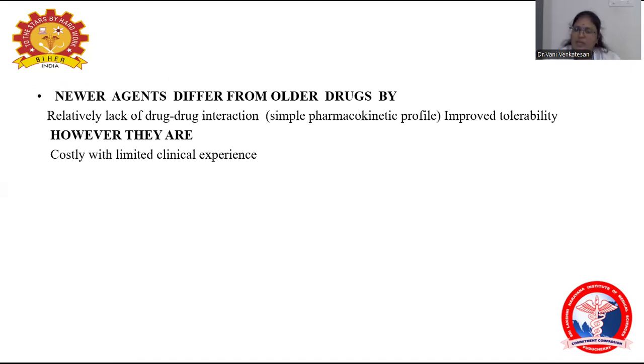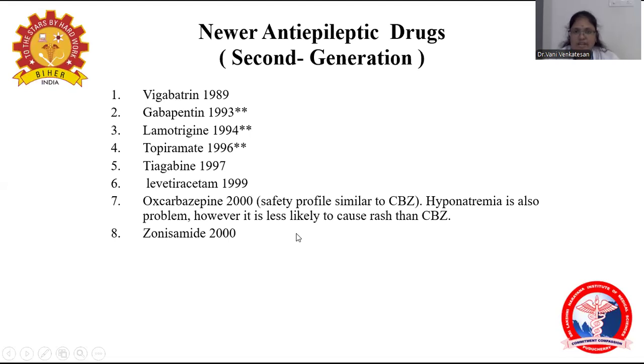Coming to newer drugs. So how can we use the newer drugs? Newer drugs lack drug-drug interaction, with a simple pharmacokinetic profile and improved tolerability. These drugs have a wider safety margin, so people are preferring second generation over the traditional first generation drugs. But the one major disadvantage is that these drugs are costlier. They are also known as newer antiepileptic drugs. The drugs are vigabatrin, gabapentin, lamotrigine, oxcarbazepine, and zonisamide.